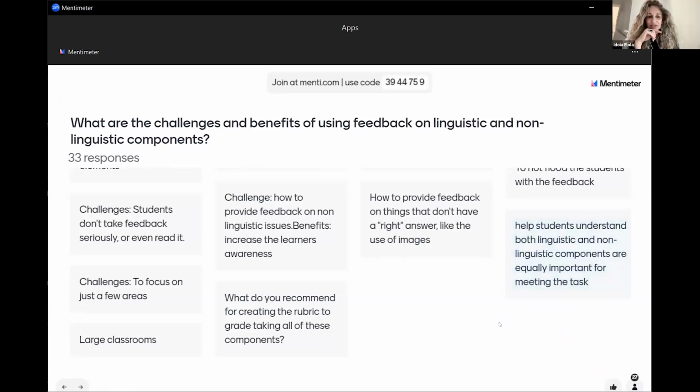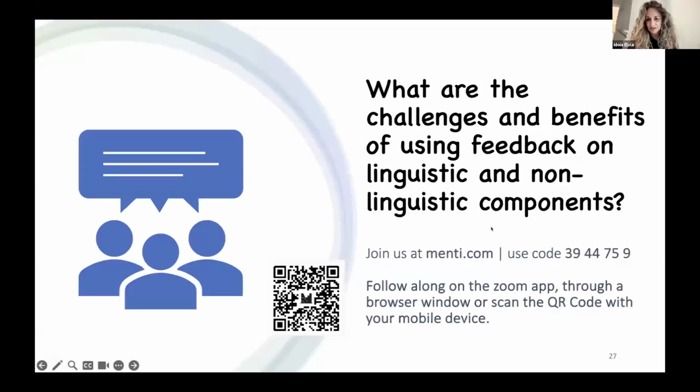Challenge to focus on just a few areas. That's classroom. That's pretty good. You are on target here. Okay. All right, so I'm going to move to the next, and some points that are going to come up soon. Let me see if I can do this right.